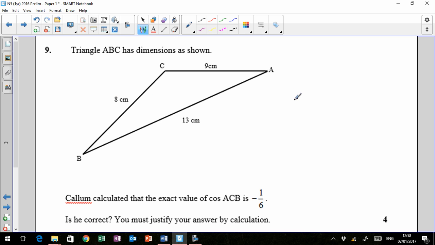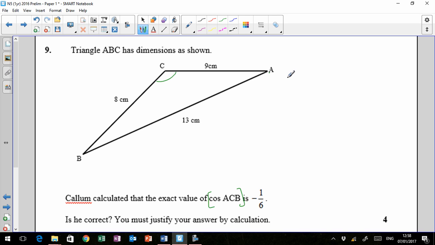Okay, number 9, triangle ABC has dimensions as shown. Callum calculated that the exact value of cos ACB is negative 1 over 6. Okay, is he correct? So firstly here, we're looking for the exact value of cos ACB. So to go from A to C to B, you create this angle at the top, ACB. Now as a non-calculator paper, a lot of the time these questions will be in a calculator paper. The trick here is they've not asked you for the angle, they've asked you for cos of the angle.